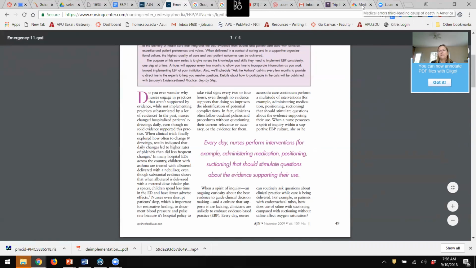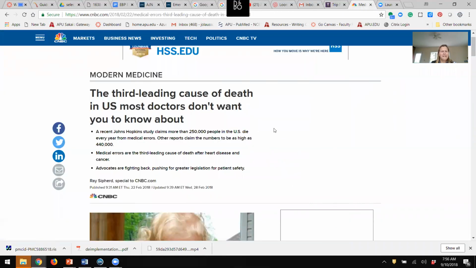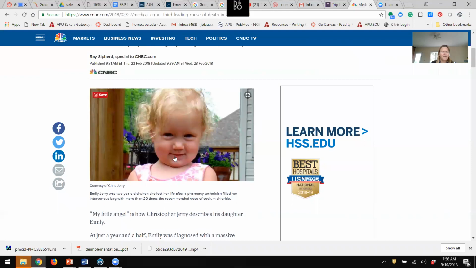I was just looking up some of the latest statistics here, and we see that the 3rd leading cause of death in the US is inadvertent medical errors. This picture shows a girl who was 2 years old and had just gone through treatment for cancer, and she had been successfully treated. She was going to have one more round of chemo, and a pharmacy technician gave her 20 times the normal amount of sodium chloride, and she lost her life because of that.